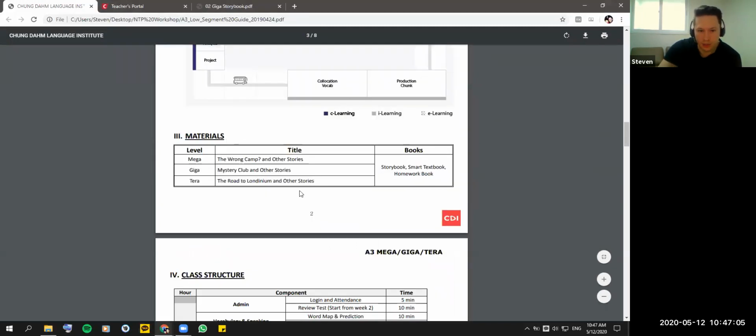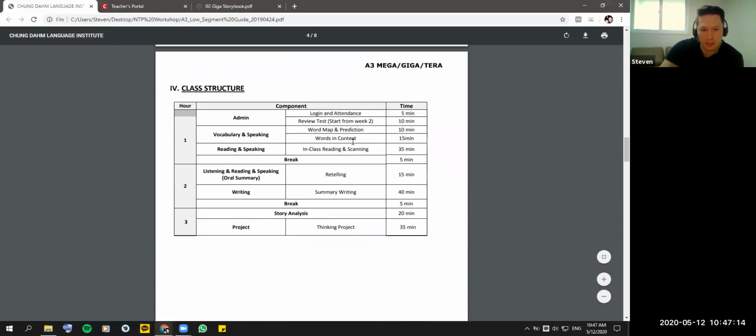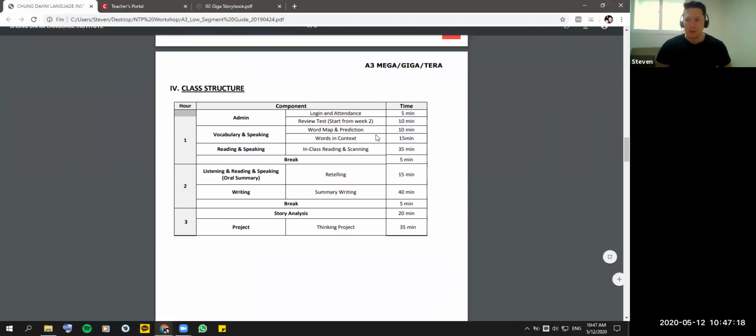So here you go. If you look at Mega Gigatera, you have a storybook as well that you'll use. Your branch will provide you with that. Here is the class structure. This is a pretty good time breakdown.